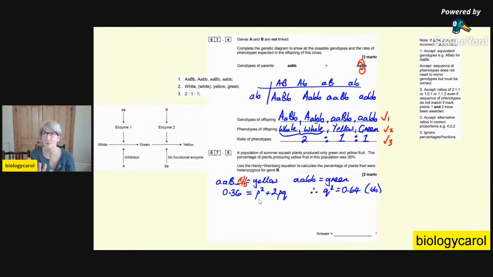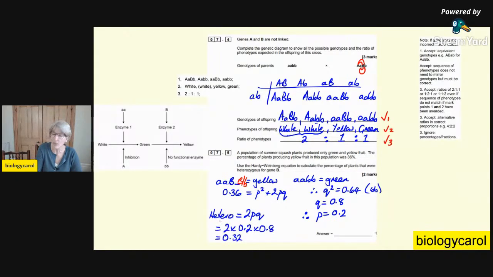And gloriously, 0.64 is a square number, which is rather nice. And therefore q, you'd square root 0.64, you get 0.8. Therefore, using the other Hardy-Weinberg equation, p plus q equals 1, p equals 0.2. And then you can do your heterozygotes, which is 2pq, 2 times 0.2 times 0.8, which equals 0.32, but they want it as a percentage. So we're timesing it by 100 to get 32%.